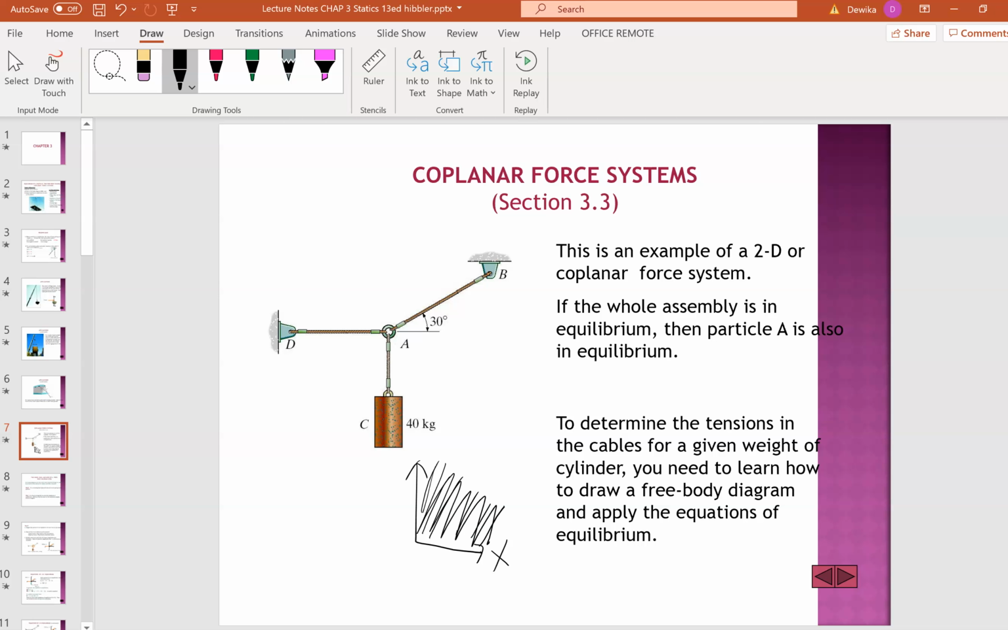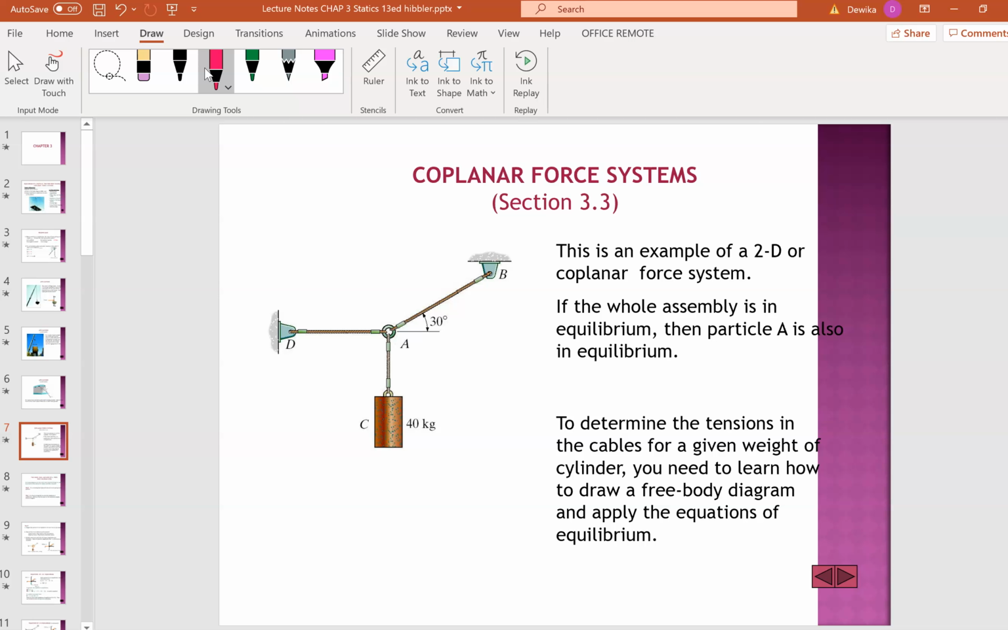So coplanar means forces that exist in this single plane. It can be one or two or more forces. You understand? So this is called coplanar forces. You can have one force there, one force here, as long as it is within this xy plane. Okay, so it's called 2D coplanar forces. If the whole assembly is in equilibrium, then the particle is also in equilibrium.